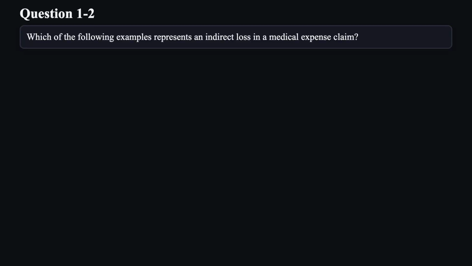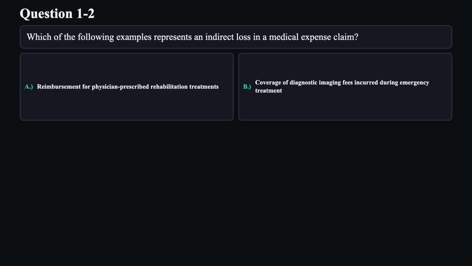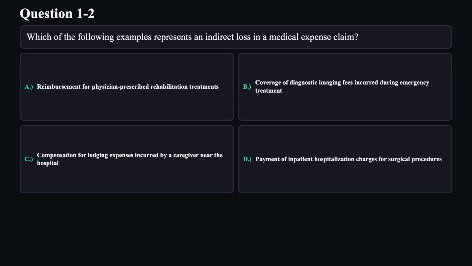Question 2. Which of the following examples represents an indirect loss in a medical expense claim? A. Reimbursement for physician-prescribed rehabilitation treatments. B. Coverage of diagnostic imaging fees incurred during emergency treatment. C. Compensation for lodging expenses incurred by a caregiver near the hospital. D. Payment of inpatient hospitalization charges for surgical procedures.